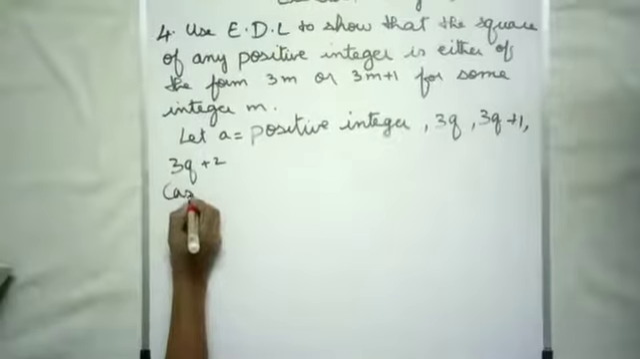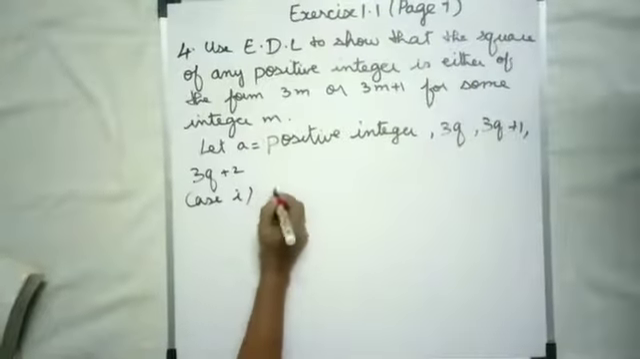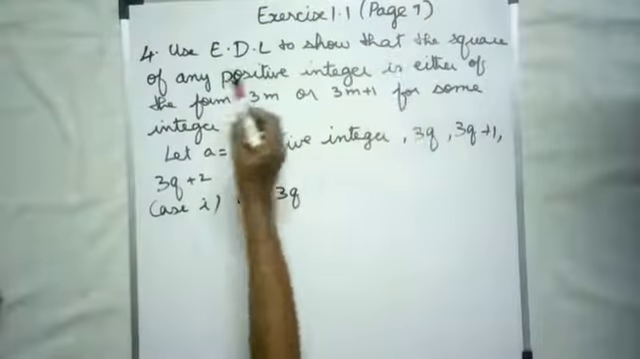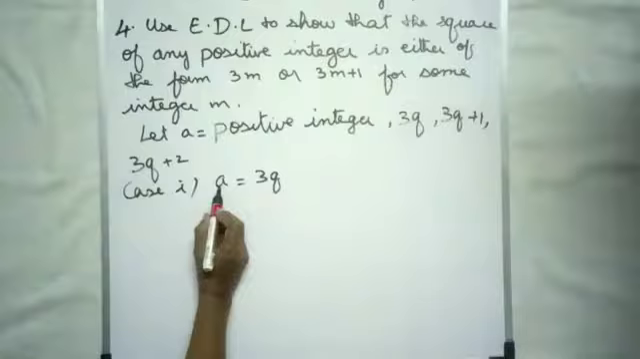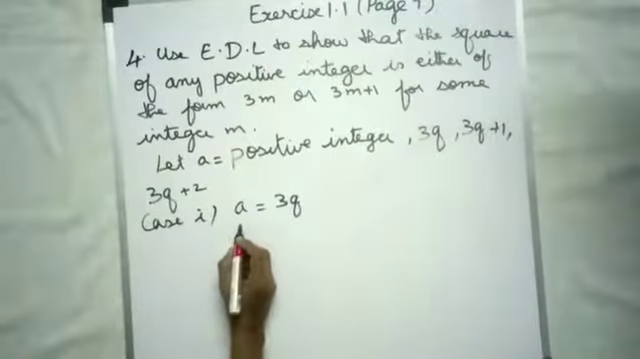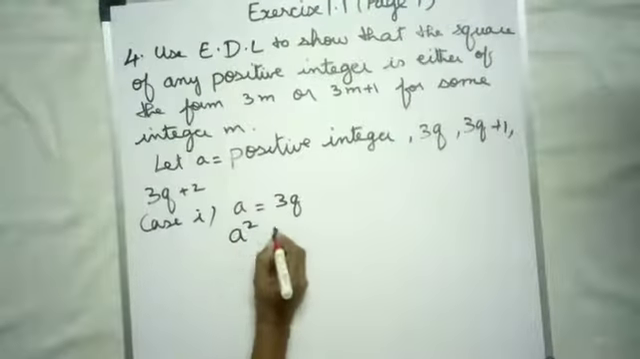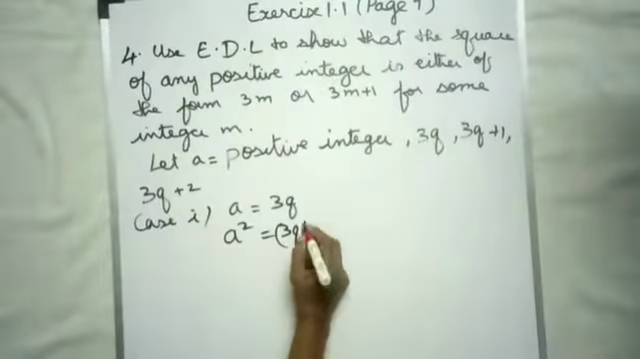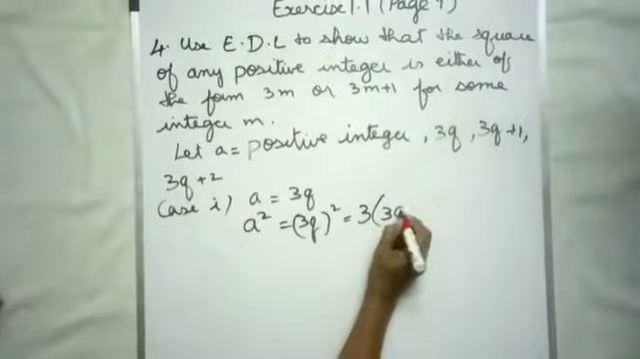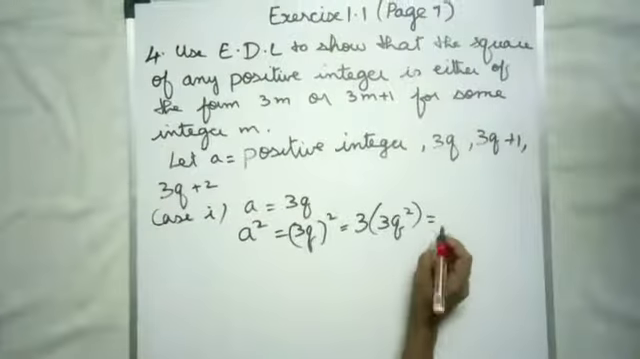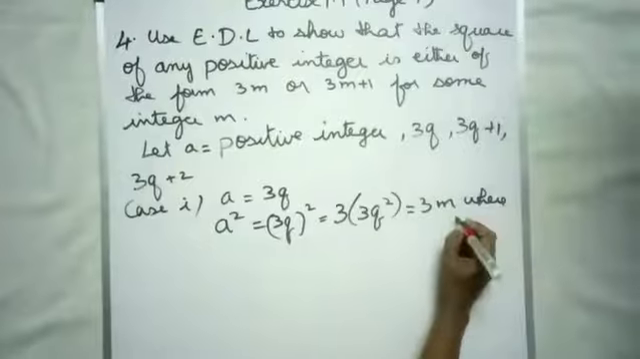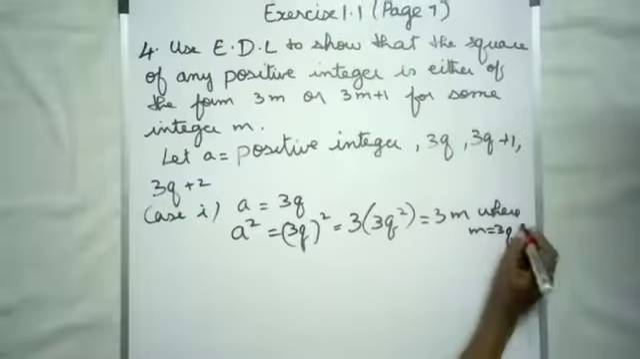Let us consider the first case, as A is equal to 3q. As in the given problem, we have the square of any positive integer, so we have to square this positive integer. When we square the left hand side, we have to square the right hand side. So, A square is equal to 3q the whole square. 3q square can be written as 3 into 3q square. Now, this can be rewritten as 3m where m is equal to 3q square.